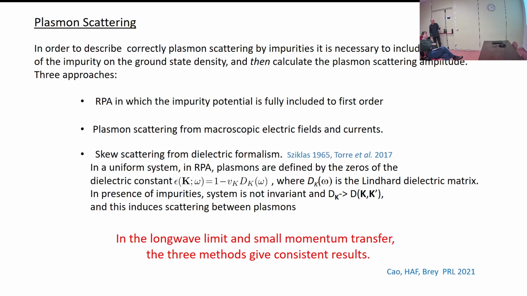Then you can do other kinds of analyses that, in both cases, are macroscopic analyses. They both involve how the electric fields and currents are changed by the presence of this non-uniform density in the ground state.